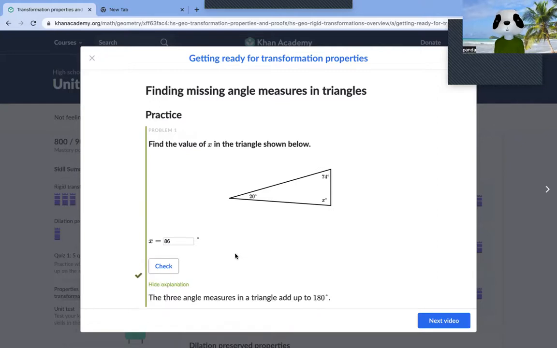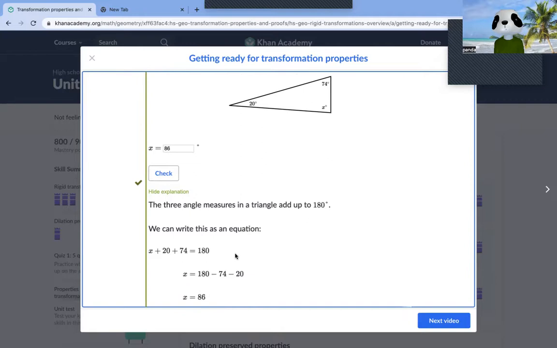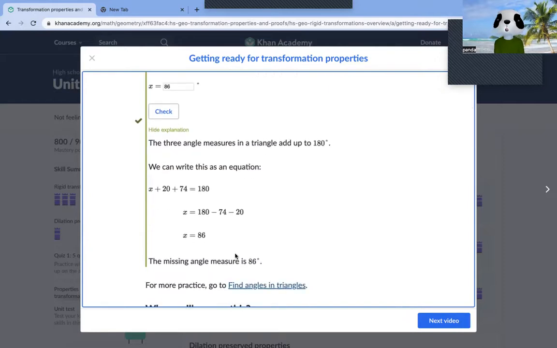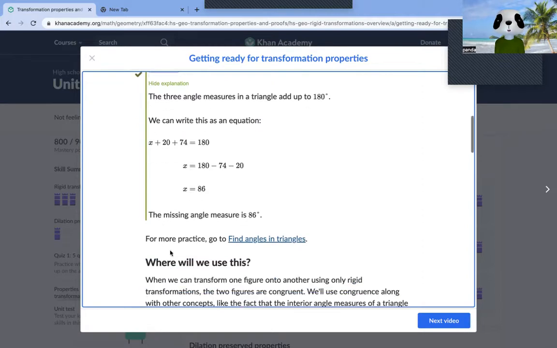So as we said, the three angle measures in the triangle add up to 180. So we can write this as an equation, which is x plus 20 plus 74 equals 180. So we found out the missing angle measure is 86. For more practice of this, go to find angles in triangles.